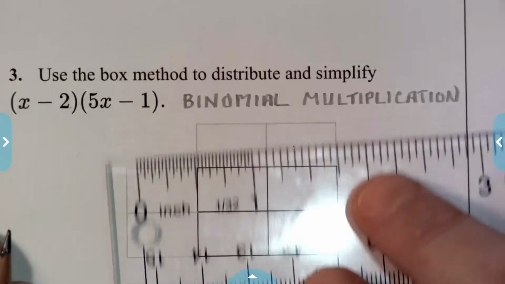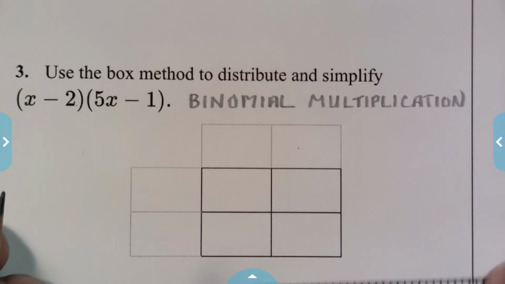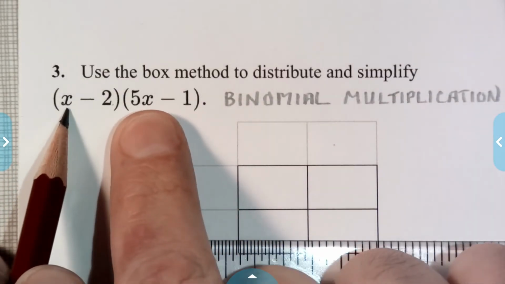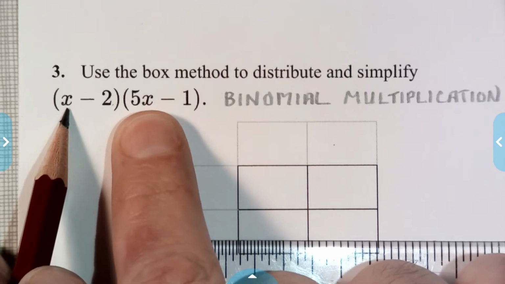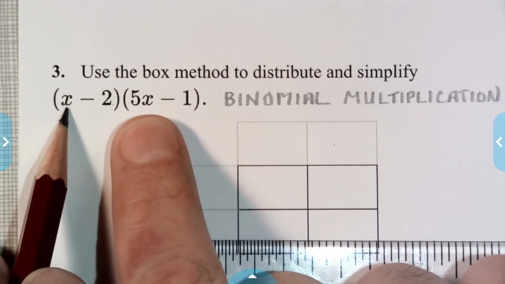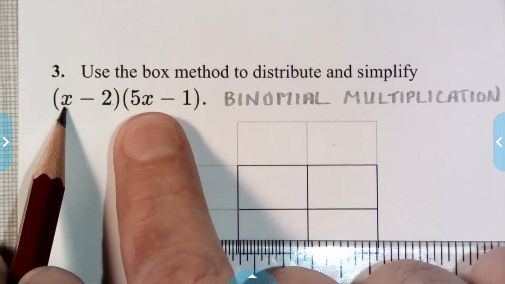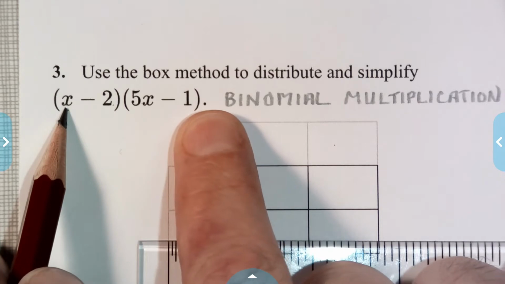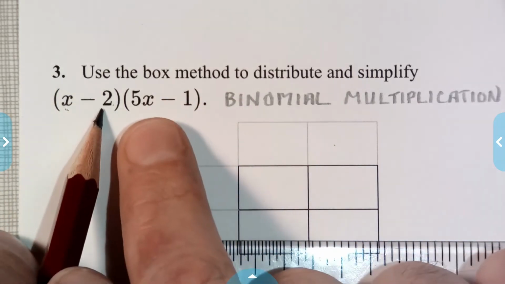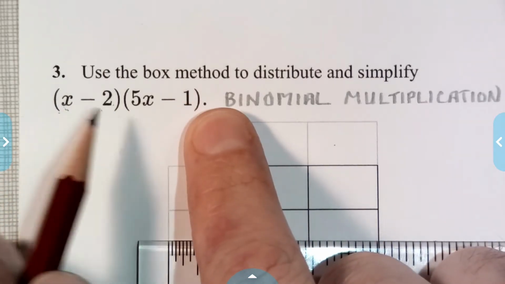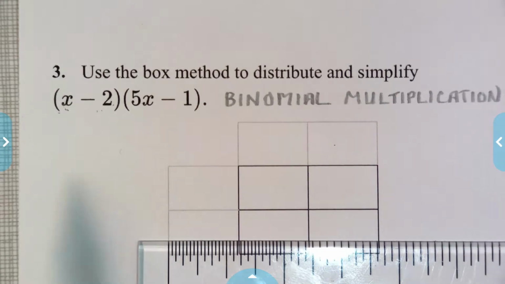There's the box method, and then there's what's called the FOIL method, where we multiply the first term by the first term. FOIL, F-O-I-L: first, outer, inner, last. First times first, so 5x times x. Outer times outer, negative 1 times x. Inner times inner, negative 2 times 5x. And last times last, negative 2 times negative 1.